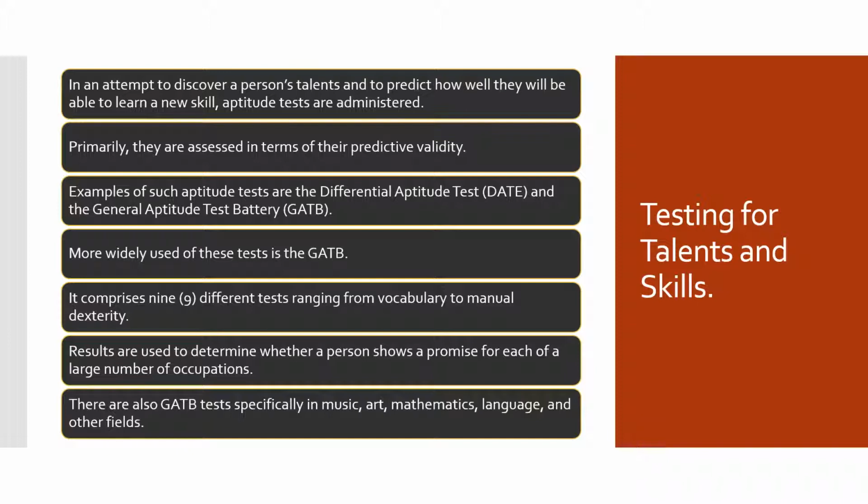So again, aptitude tests are to predict how likely or how successful you would be in, say, being a teacher, or maybe an artist, or maybe a weather person, or a construction worker. That's the point of an aptitude test: to see how successful you might be in a certain area.